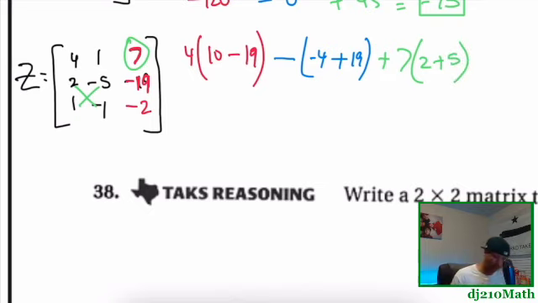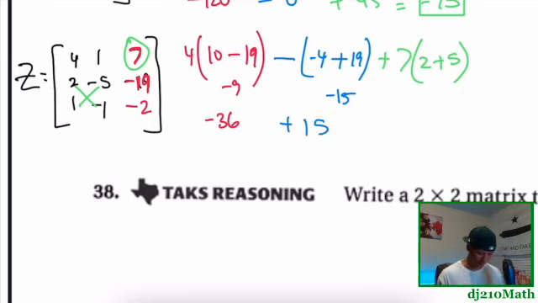Okay. Combining everything. 10 minus 19, negative 9. Times 4, negative 36. Negative 4 plus 19, negative 15. Times the negative, plus 15. 2 plus 5 is 7, times 7 is 49, plus 49. So we have 49 plus 15 minus 36, 28.